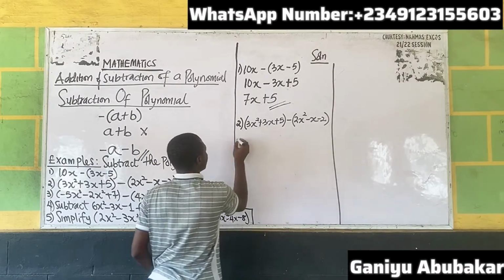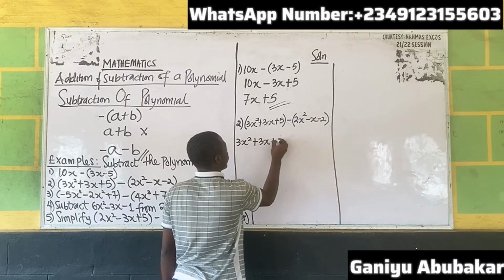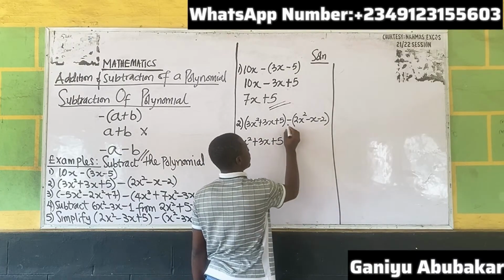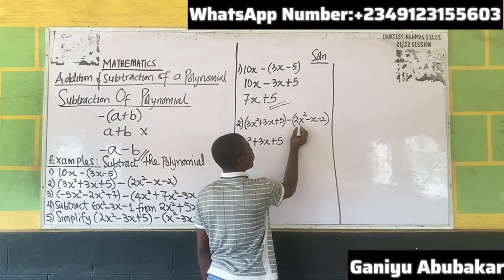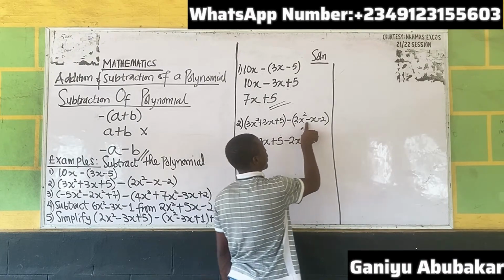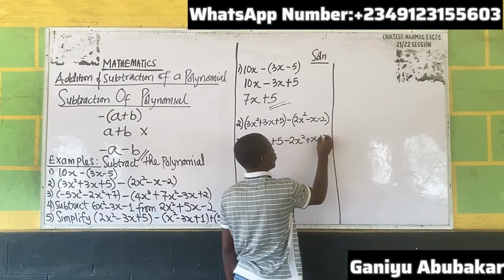So obviously, here gives you 3x squared plus 3x plus 5. Open the bracket, I have this. Now, the negative sign expands this. Minus times 2x squared gives you minus 2x squared. Minus times minus x gives you plus x. Minus times minus 2 gives you plus 2.